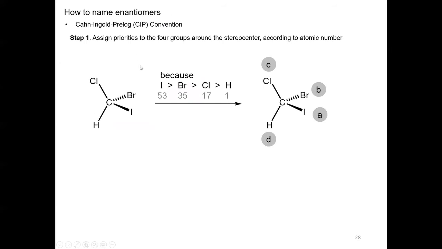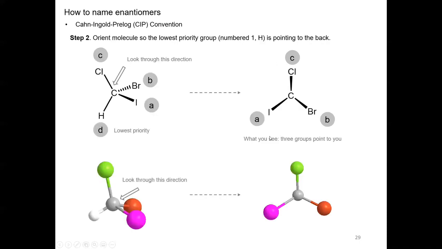So step 1 of assigning the stereocenter is to assign priorities to the 4 groups that are around the stereocenter. Now you have iodide, bromide, chloride. Iodide is biggest because the atomic number is 53. Hydrogen is the lowest. It's 1. So you can put the priorities on these 4 substituents: A, the iodide, biggest, B next, C next, D is the lowest.